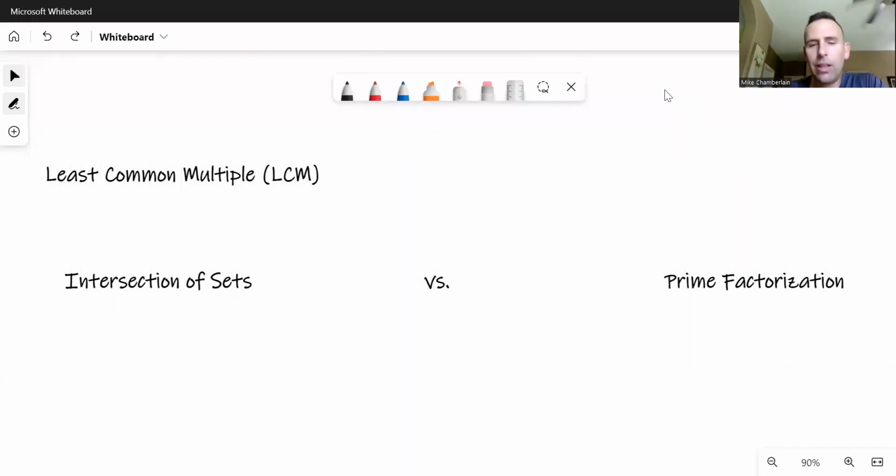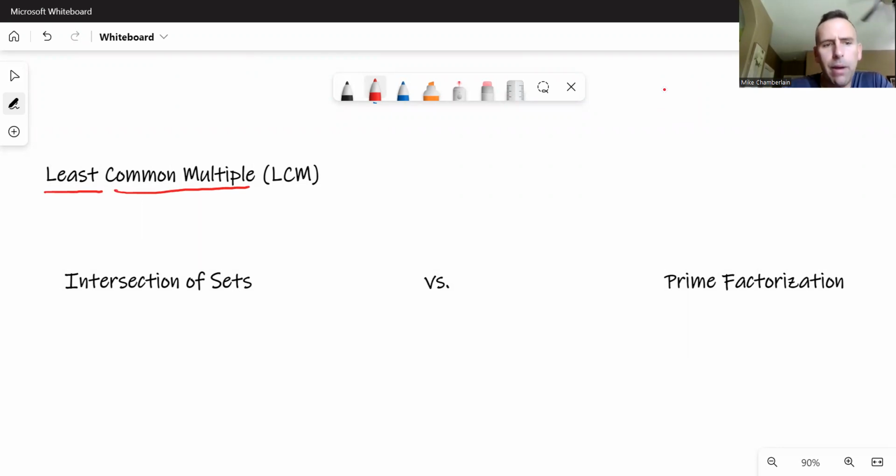Let's take a look at our last topic with number theory, least common multiple. As you can tell in the name, compared to greatest common divisor, we're now looking for the smallest, the least number that is a common multiple between two or more numbers.